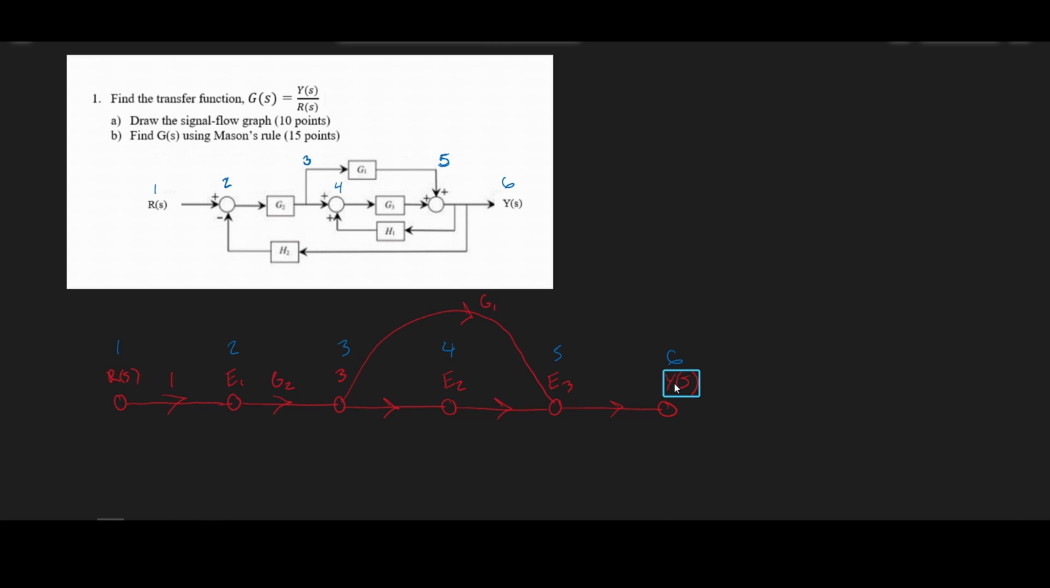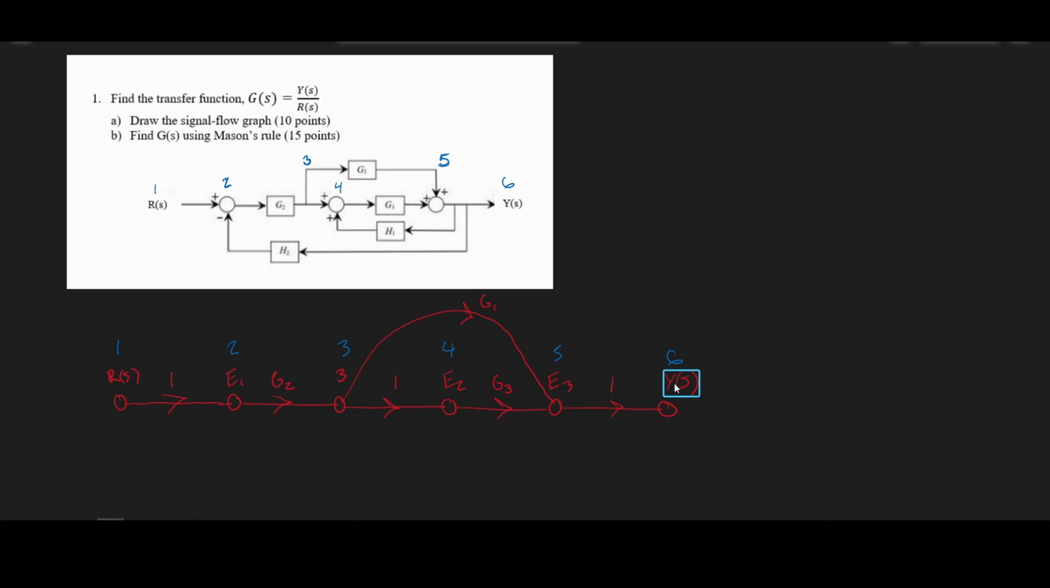Let's see, between the third node and the second summer is just 1. And between the second summer and the third summer, we got G3. And we just got 1 between the 5th node and the 6th node.